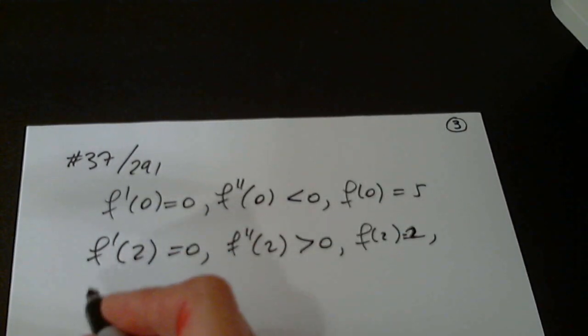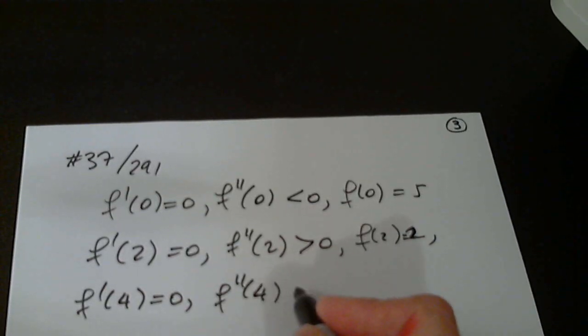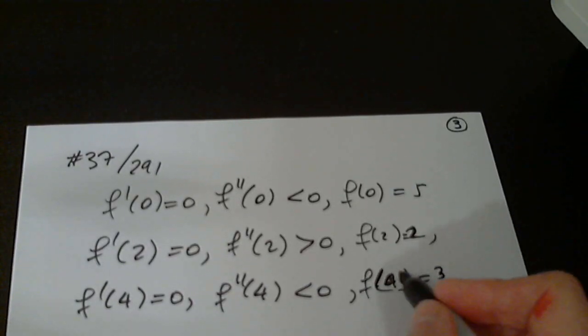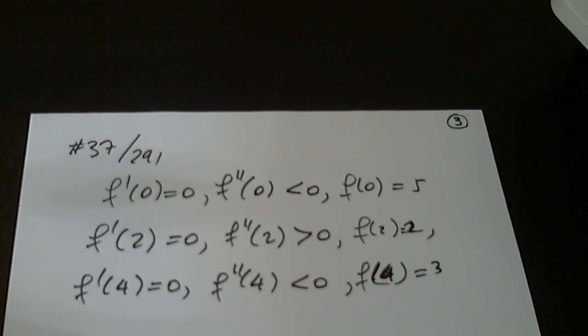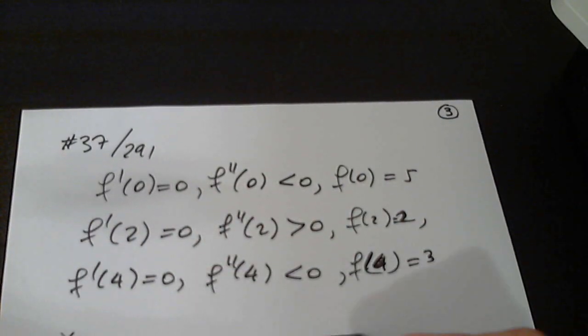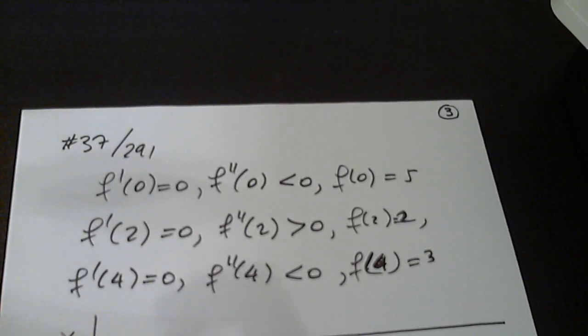Okay, what else? F prime of 4 is 0. F double prime of 4 is less than 0. And F of 4 is 3. Gee whiz. So the question is, sketch a graph that has all these characteristics. Of course, there is more than one correct answer. This means nothing to me. Everything will be very clear in a blink.